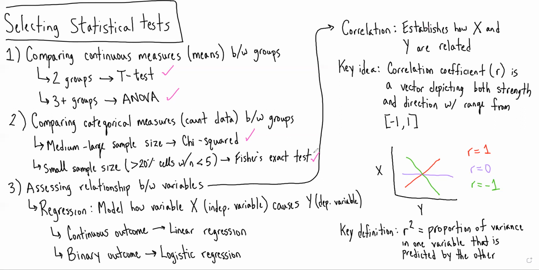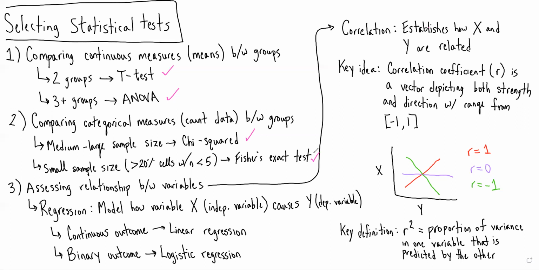The third scenario is where you're not actually comparing values between groups, but more so just assessing a relationship between two variables. So you're not comparing one group with the intervention versus one group without the intervention, or one group with a risk factor versus another group without the risk factor. You're just saying, I have these two variables and how are they related to one another? And there's really two ways that we can go about measuring that relationship.